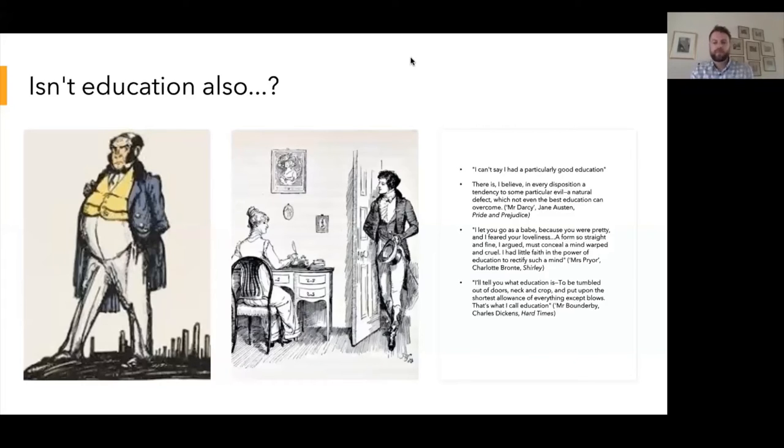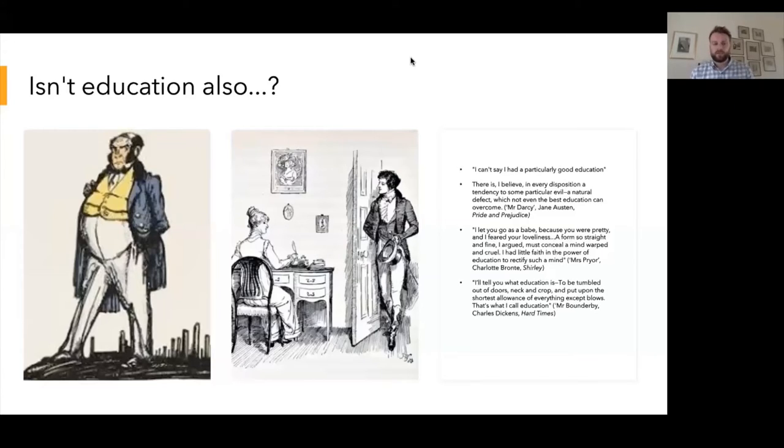Equally, the definition that comes from Mr. Bounderby in Charles Dickens' Hard Times: "I'll tell you what education is: to be tumbled out of doors, neck and crop, and put upon the shortest allowance of everything except blows. That's what I call education." Now, again, of course, this doesn't conform with the Dewey and Arendtian formulations, but it's something that I immediately recognise, even if I don't agree with it.